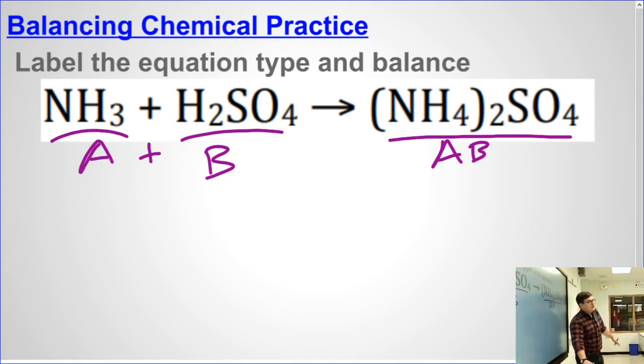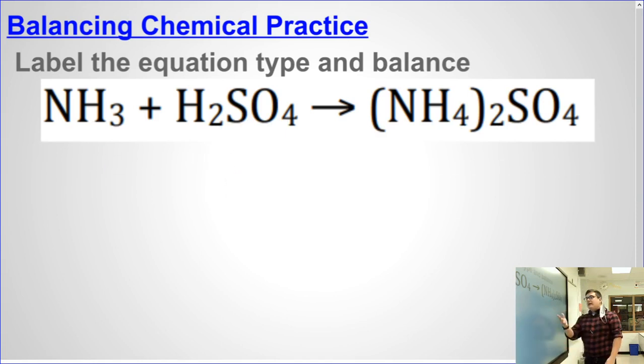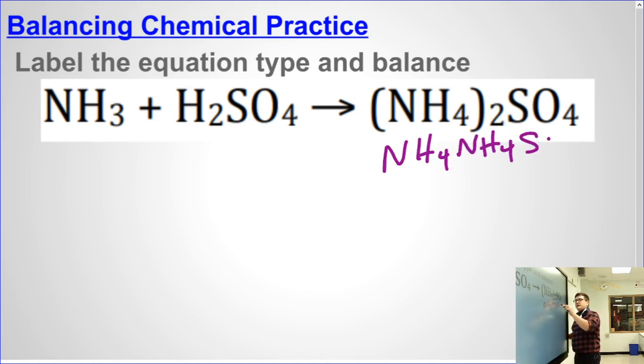Scientists love to be lazy. So instead of writing the way that this molecule is written out in its true form, they love to shorthand stuff. If we were to write this molecule out in its true annotation form, it would be (NH4)2SO4. That would be the true full way of writing it out. You might ask yourself the question, why don't they just write N2H8?